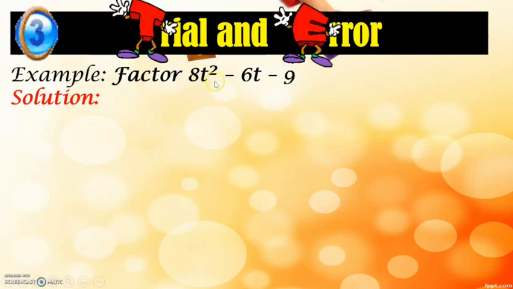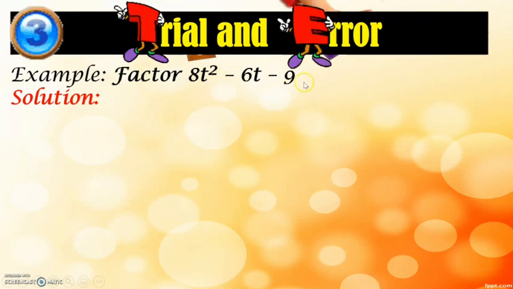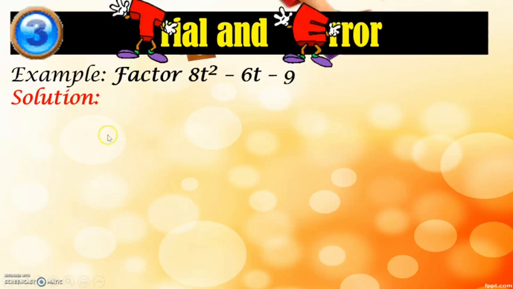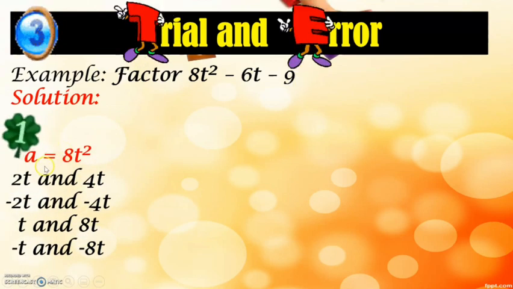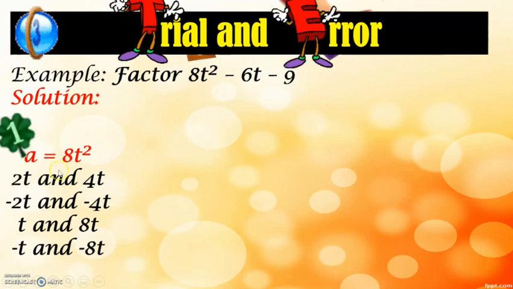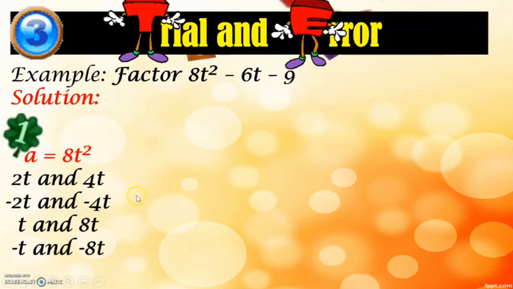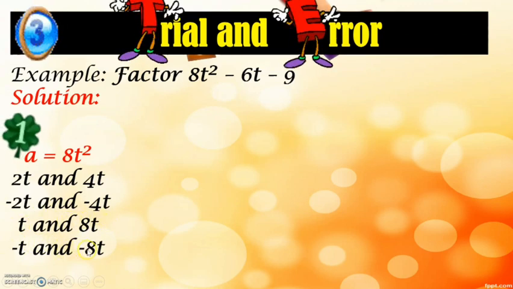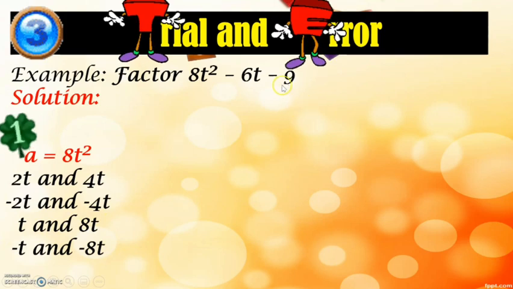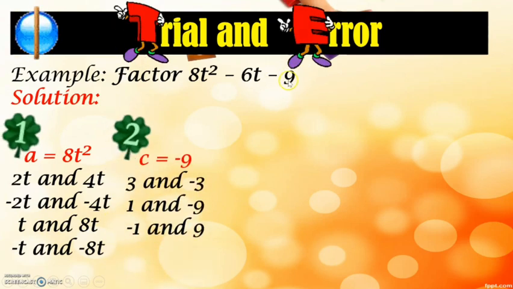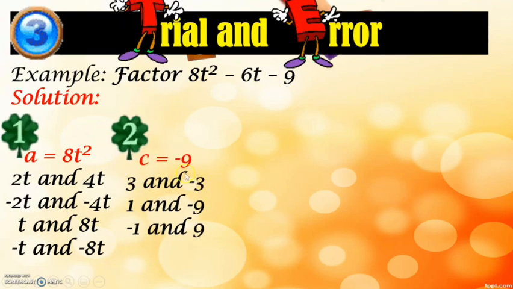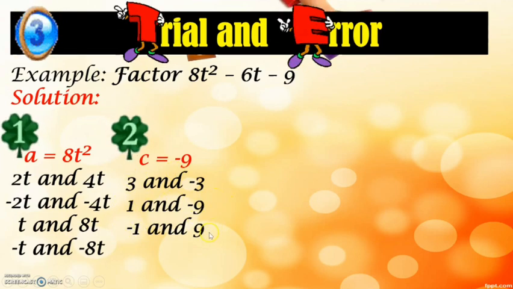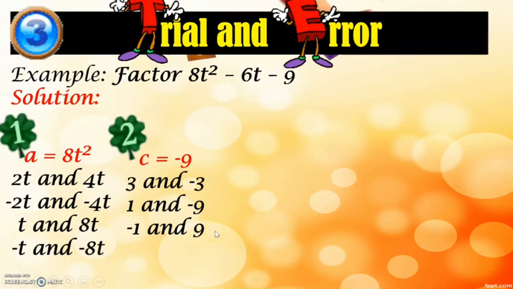Factor 8t squared minus 6t minus 9. So we need to find a pair of factors of the first term, which is 8t squared. We have 2t and 4t, negative 2t and negative 4t, t and 8t, negative t and negative 8t. While the last term, negative 9, we have 3 and negative 3, 1 and negative 9, negative 1 and positive 9.